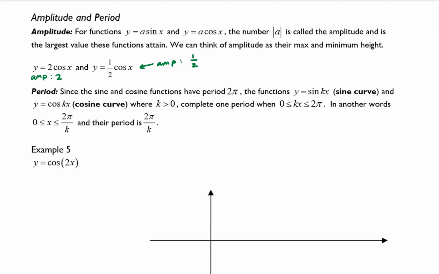Since the sine and cosine functions have period 2 pi, the functions y equals sine of kx, the sine curve, and y equals cosine of kx, the cosine curve, where k is some number greater than 0, complete one period when 0 is less than or equal to kx, which is less than or equal to 2 pi. In other words, 0 is less than or equal to x, which is less than or equal to 2 pi over k, and their period is 2 pi over k.